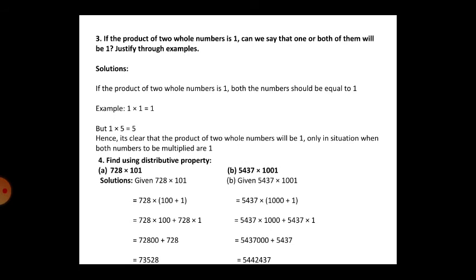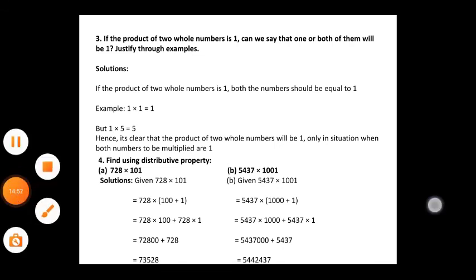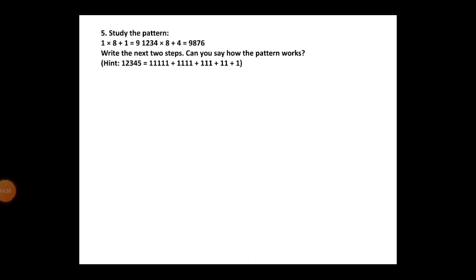Then 5,437 multiply with 1,000 means you will get 54,37,000, plus 5,437 multiply with 1 means 5,437 only. Then again both, 54,37,000 plus 5,437, if you add, you will get 54,42,437.